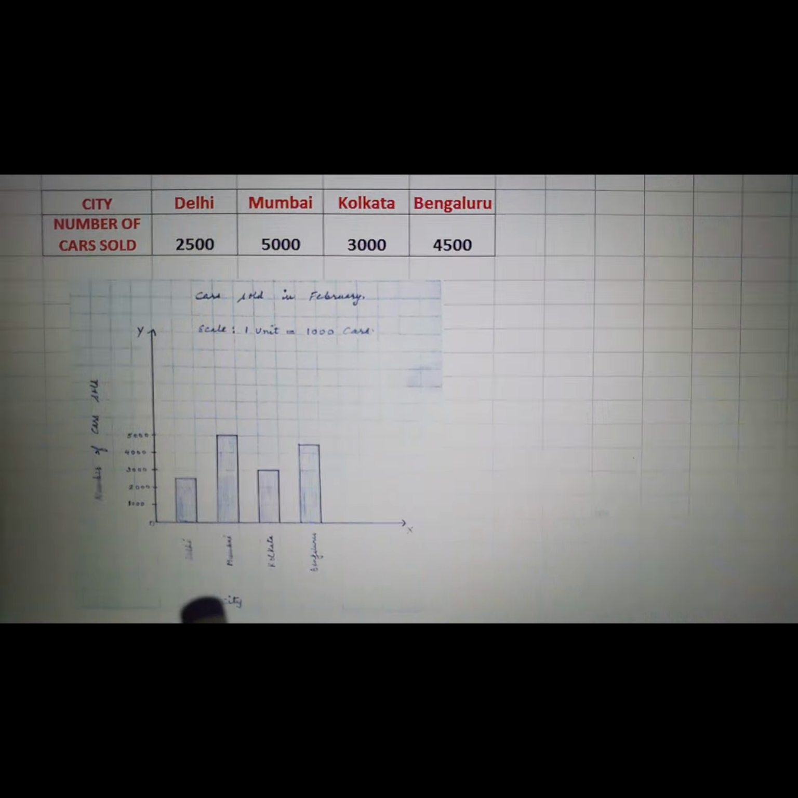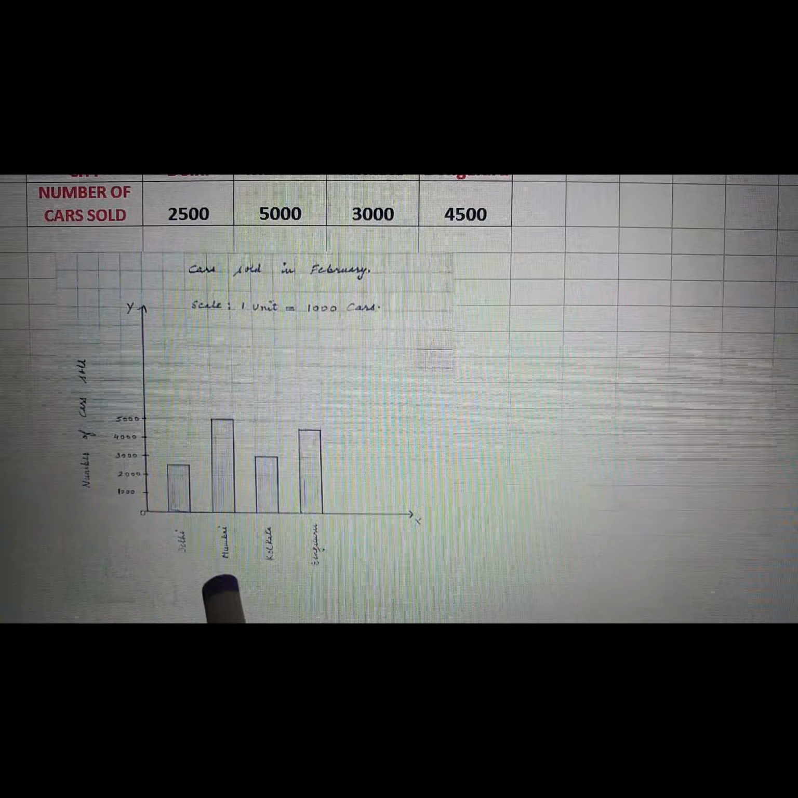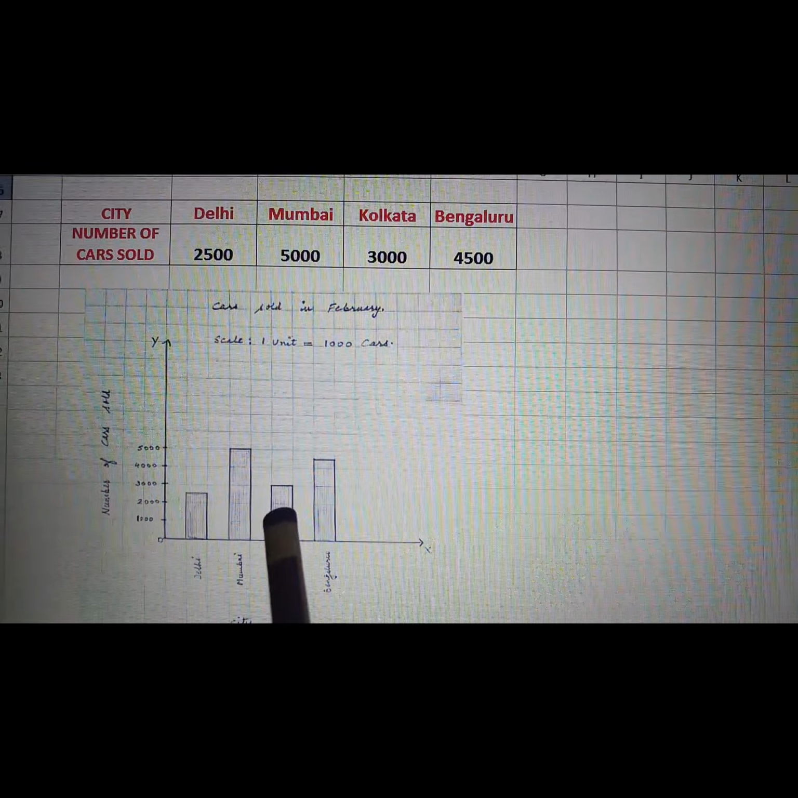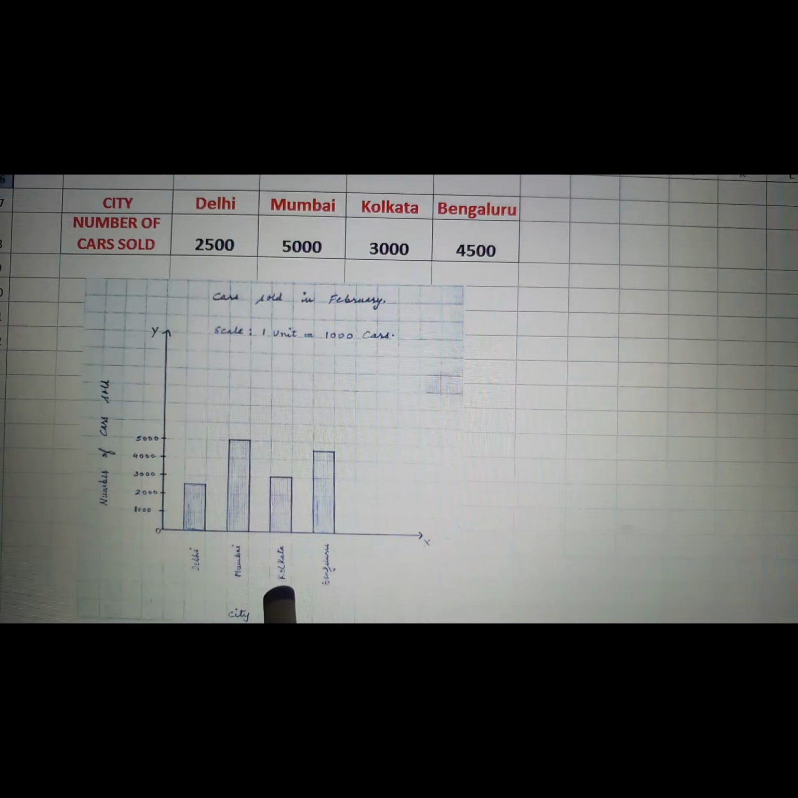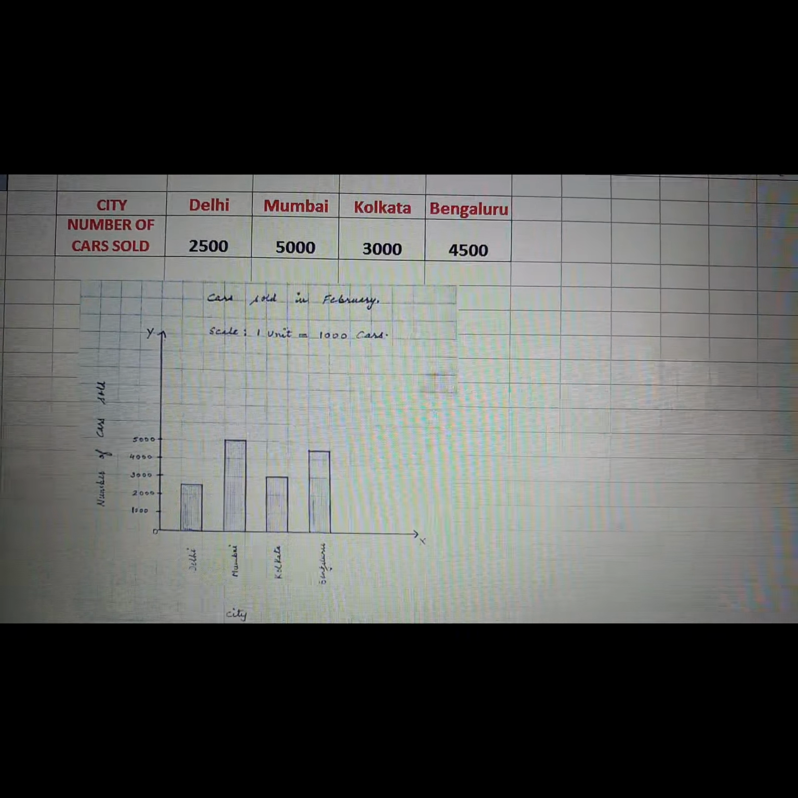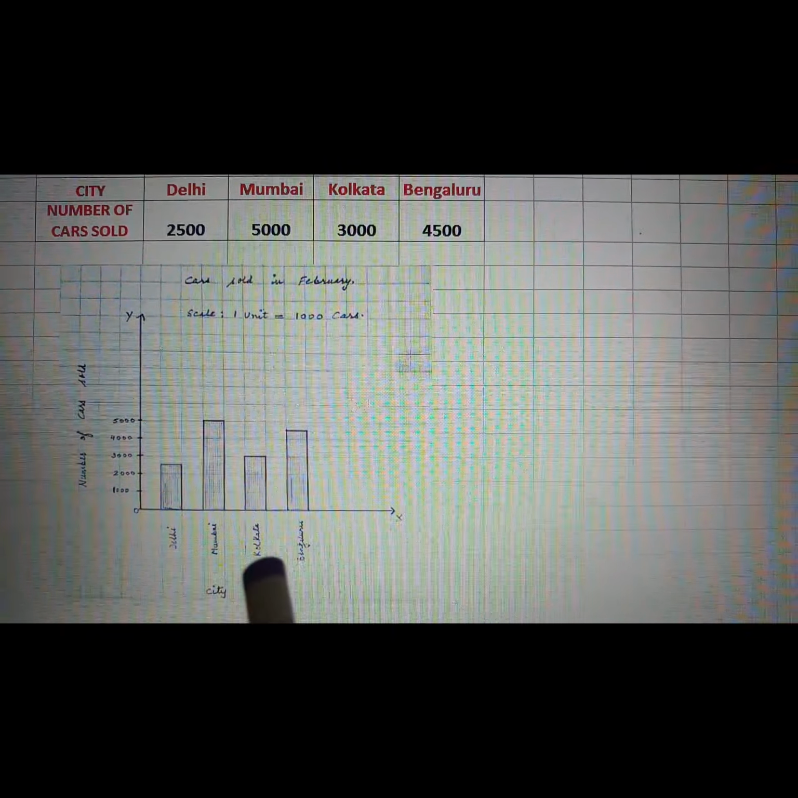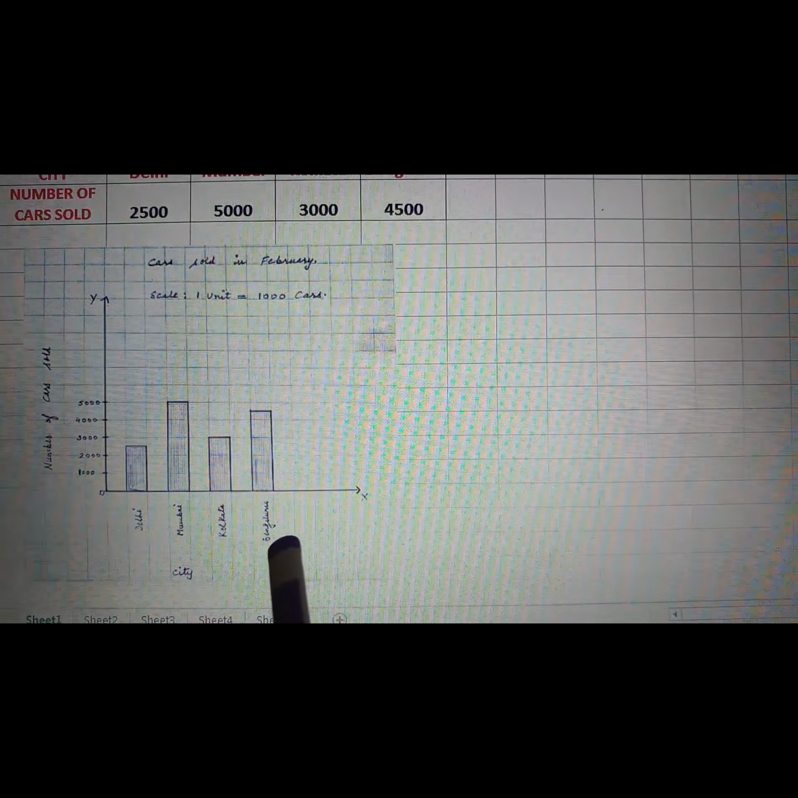In Mumbai, 5000 cars were sold, so we'll draw a rectangle up to 5000 and write down Mumbai here. In Kolkata, 3000 cars were sold, so draw a rectangle up to 3000 and write down Kolkata here. In Bengaluru, 4500 cars were sold, so we'll draw a rectangle between 4000 and 5000. So this depicts 4500 cars and write down Bengaluru here.